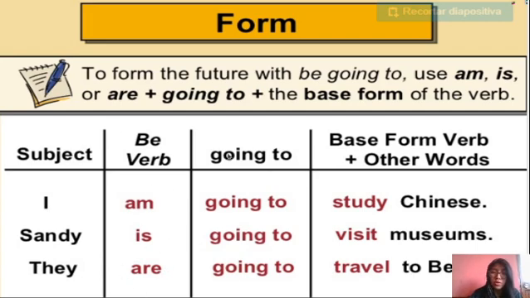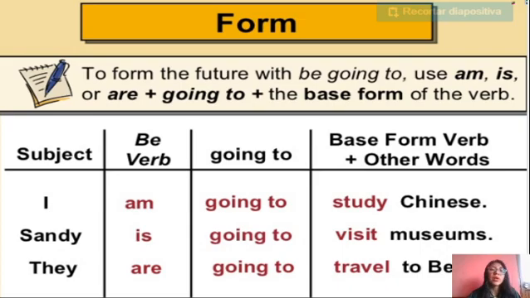Then you are going to use going to and the verb in the base form: study, visit, travel. Okay, that is the base form of the verb. And the complement. Okay, that is simple. I am going to read examples. I am going to study Chinese. Sandy is going to visit museums. They are going to travel to Beijing. Okay, that is the form, that is the structure, that is simple.